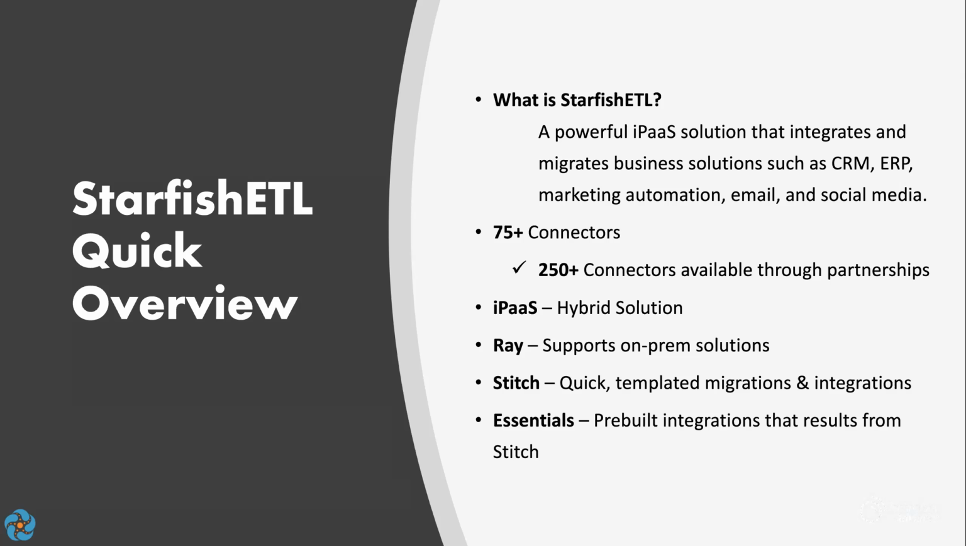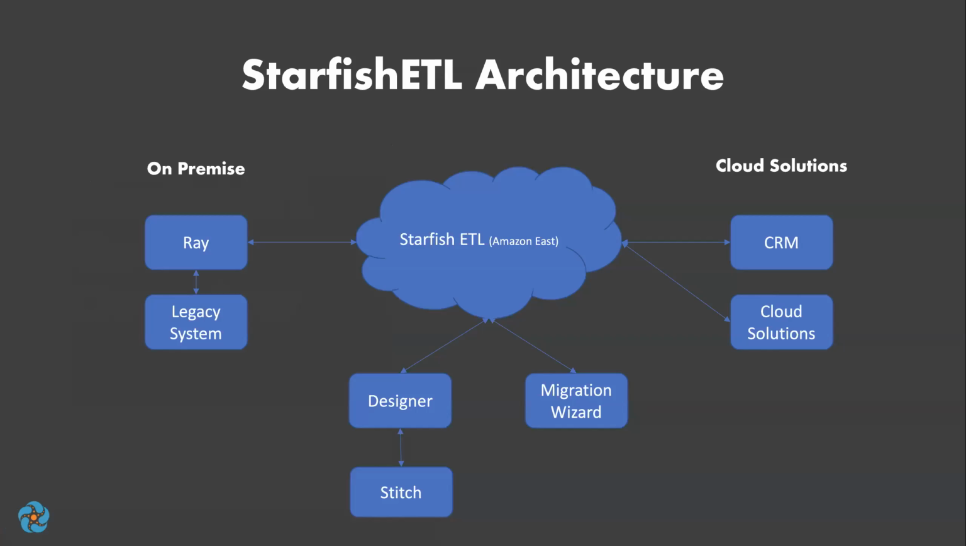And so with that, we're going to show a diagram. This is sort of how it looks. Starfish actually runs in Amazon East for those who are interested in that. And we have two interfaces. We have one called the Migration Wizard. Migration Wizard simply is a do-it-yourself data migration tool that can do basic, simple data migrations from one CRM to another. We support 8 different CRMs.